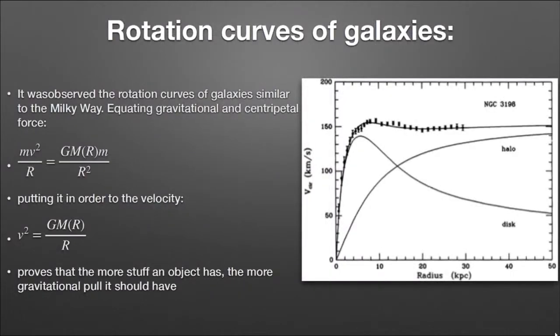So how does dark matter affect the rotation curve of galaxies? From the equation mv square by r is equal to GMm by r square, we get the value for the velocity: v square is equal to GM by r. So this shows that the more the mass, the more will be the velocity, and the object should have more gravitational pull.